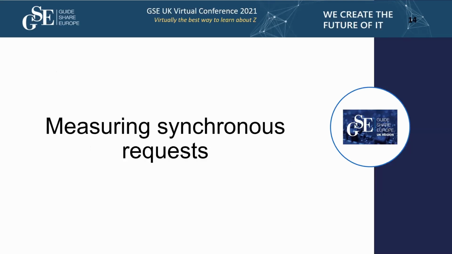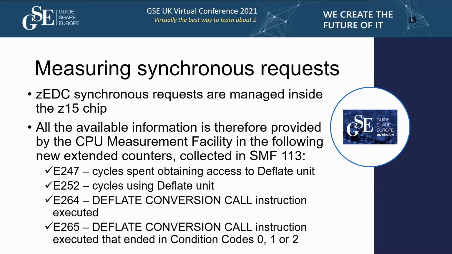Let's now look at the SMF measurements which are available to measure synchronous compression and decompression requests when using the accelerator. The zEDC synchronous requests are managed inside the z15 chip by exploiting the accelerator. For this reason, IBM provides this information by using the CPU measurement facility, which, as you know, provides a certain number of counters which are collected in SMF 113. There are 4 new extended counters that are available to measure this kind of compression and decompression request.